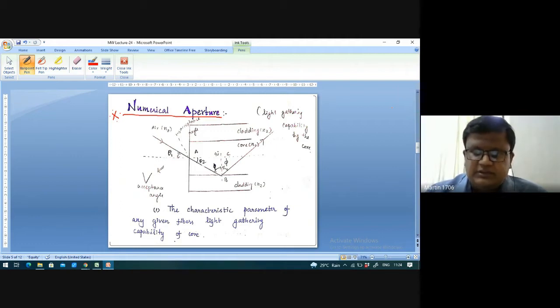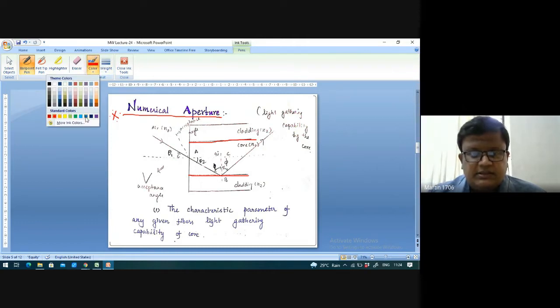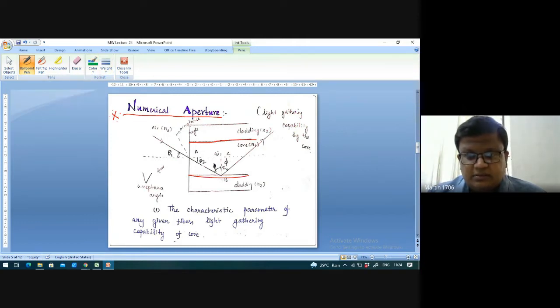numerically. You can see here also a small diagram I have given. This inside boundary is nothing but the core. This outer boundary I'm drawing in a different color is nothing but your cladding. The shaded part in green color is the cladding, where inside the red line is the core. In that core medium only the signal is propagating, in terms of light.